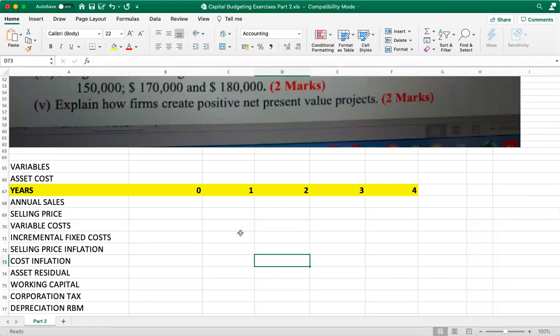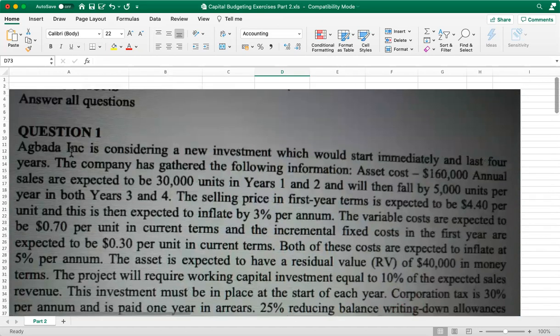Hi, today we look at part two of capital budgeting exercises, and we'll be discussing this question, which is a little bit more complex than part one. This question has been adopted from an ACCA exam, and therefore the solution to this is useful to students taking ACCA and students of corporate finance at undergraduate level.